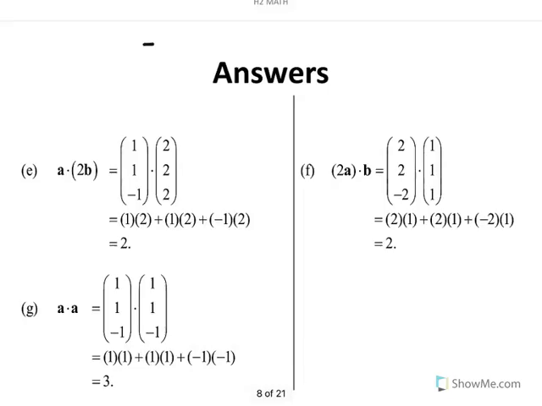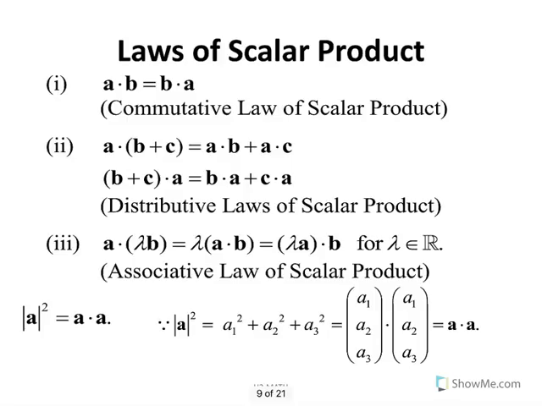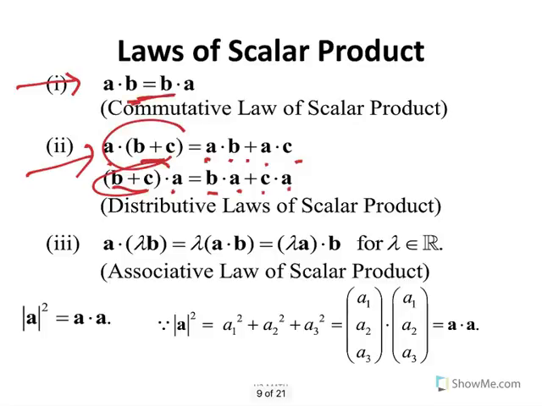Alright, next, what are the laws that you can generalize? Number one, a dot b is the same as b dot a. This is for part A and part B, as you can see. We call this the commutative law of scalar product. Number two, the distributive law, similar to algebra: a dot (b plus c) equals a dot b plus a dot c. All these are important when you're doing your questions, so do remember. Also, (b plus c) dot a equals b dot a plus c dot a. You can see that these two are the same based on part A, and these two are also the same.